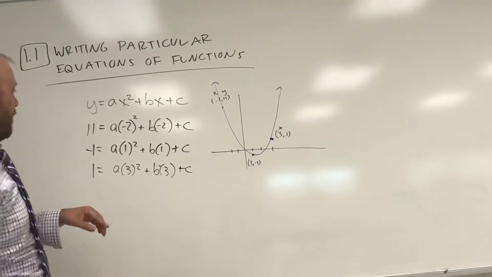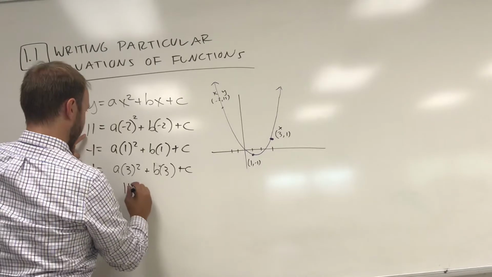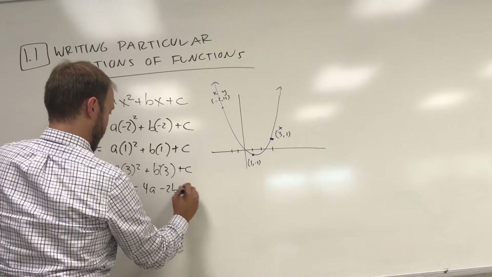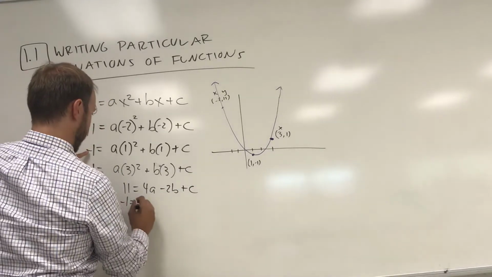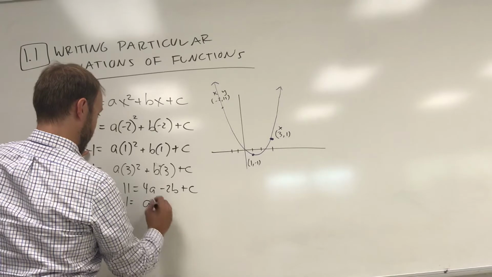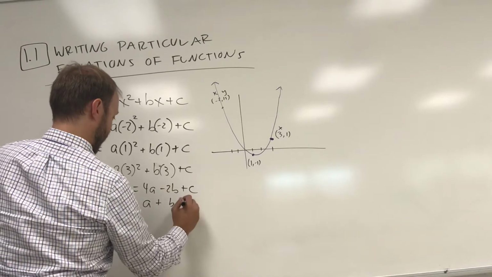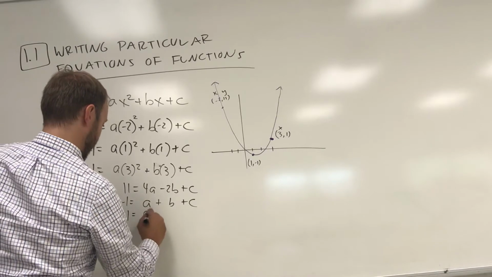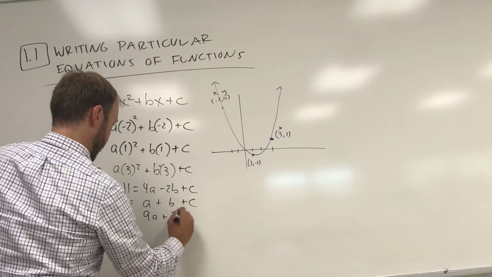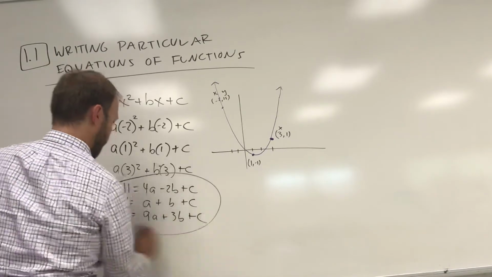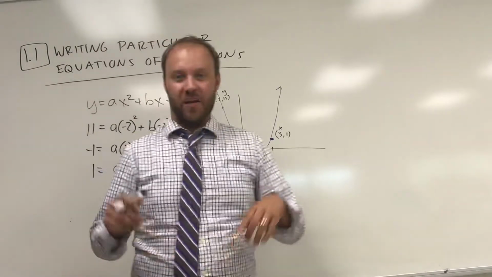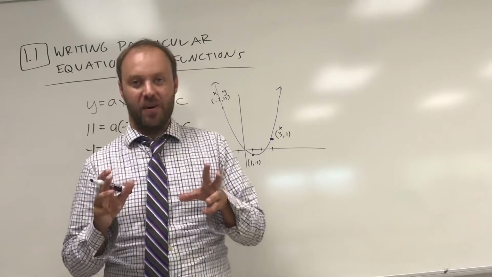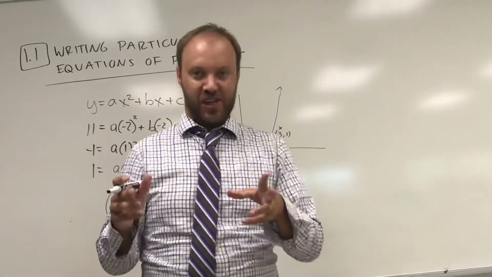So I end up with the following system. I get 11 is equal to 4a minus 2b plus c. -1 is equal to a plus b plus c. That's a nice equation there. And 1 is equal to 9a plus 3b plus c. Hopefully you've watched my video or you just remember from Algebra 2 that you can solve a 3-variable system using matrices.